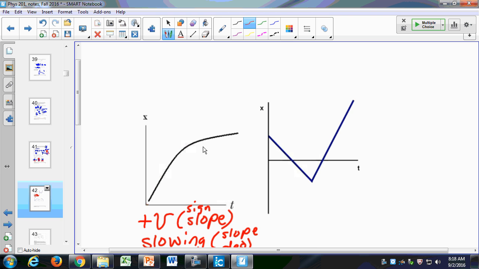This one, I have a negative velocity here, and I have a positive velocity here. And in all cases, on both of those scenarios, the acceleration is equal to zero, with the exception of right here, where the acceleration is something else.